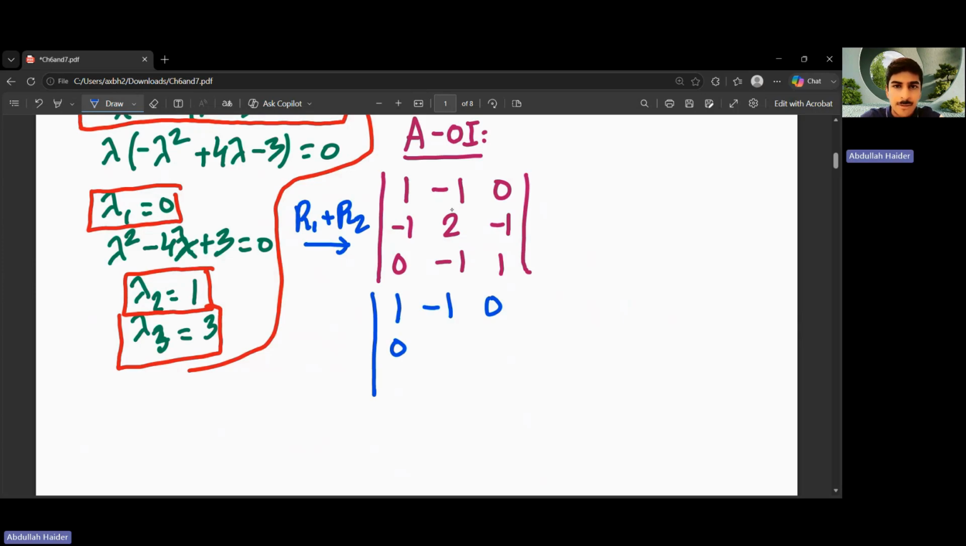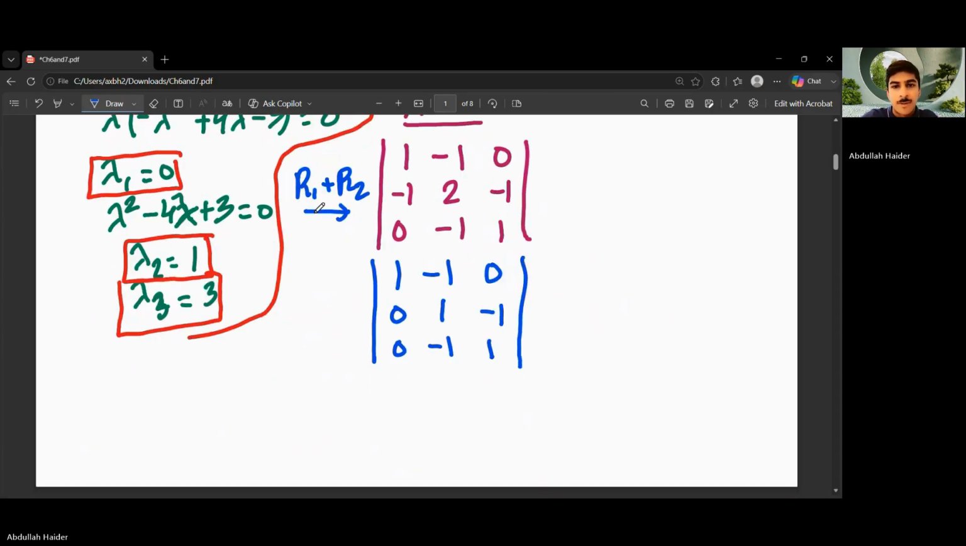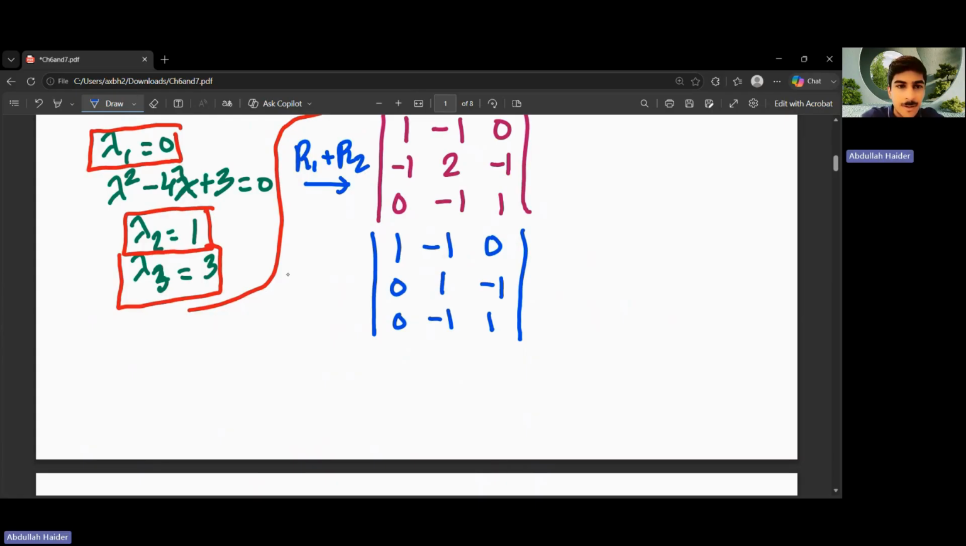Negative 1 plus 2 is 1, and 0 minus 1 is minus 1. I write everything as it is, like this. And if I multiply the second row by negative 1 and add it to row 3, basically, well, there's no need to multiply by negative.